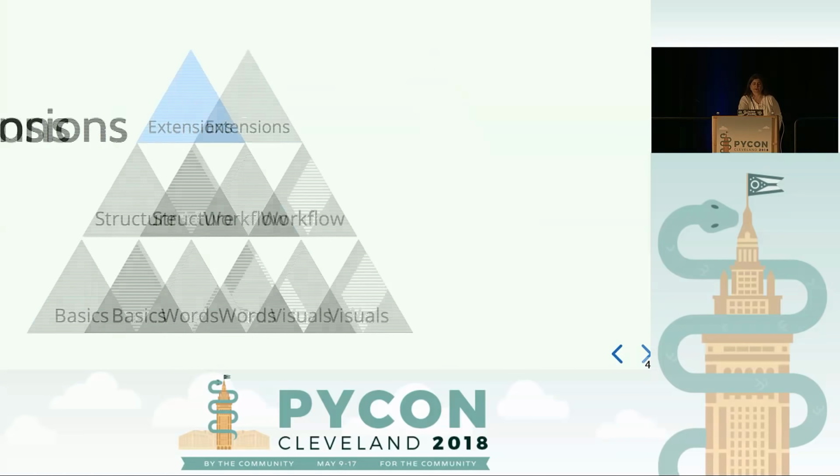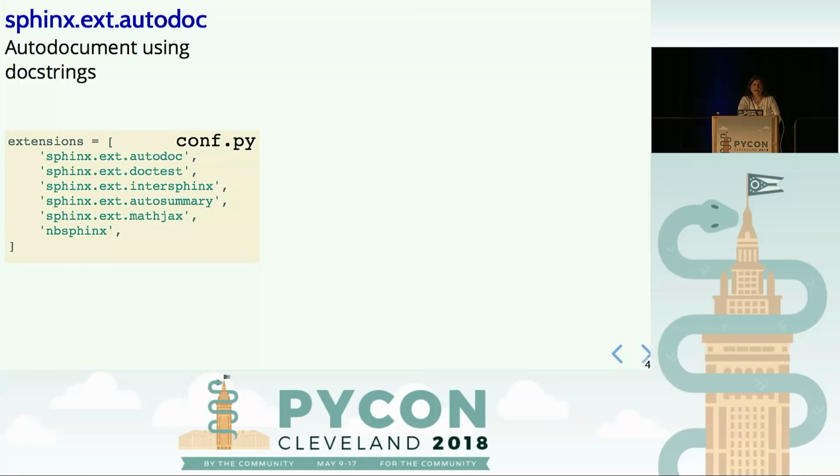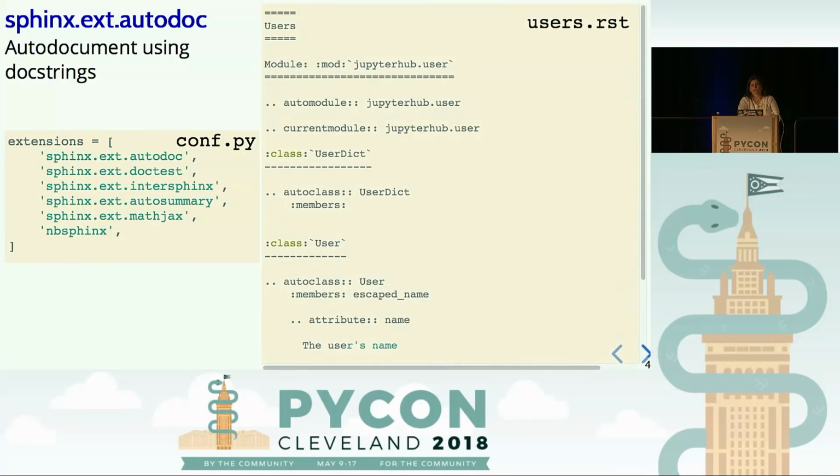Extensions we talked about a little bit. And that basically lets you add functionality. So this is sort of the highest point of the pyramid and something that you probably wouldn't do until you'd been working with Sphinx for probably a few weeks to a month. One of the really nice extensions is autodoc, and that lets you use the docstrings that are in your code to actually document your project.